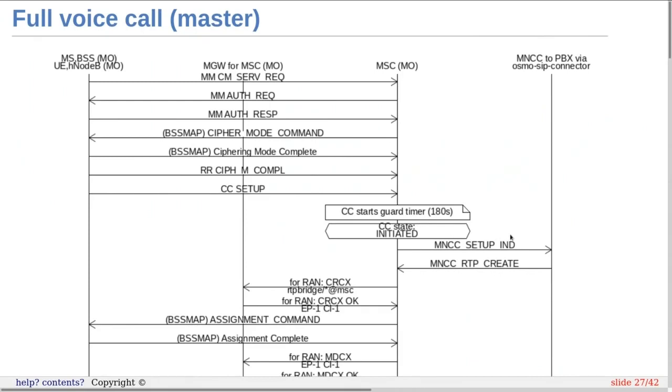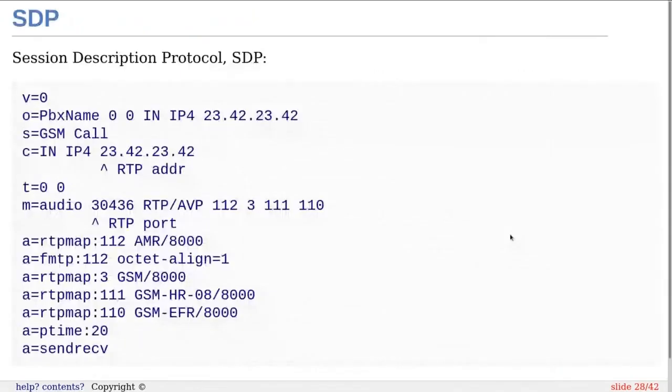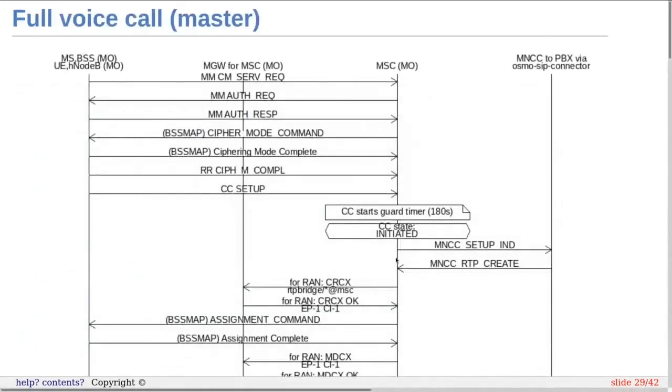Okay, now SDP has an RTP port number in it. And we don't have it yet at this time, because the RTP port is given to us by the media gateway after we ask it to open an RTP port, and that we do by the CRCX. And as you see, the CRCX in the current master code only happens afterwards. Now, it shouldn't be too hard to just do it before.